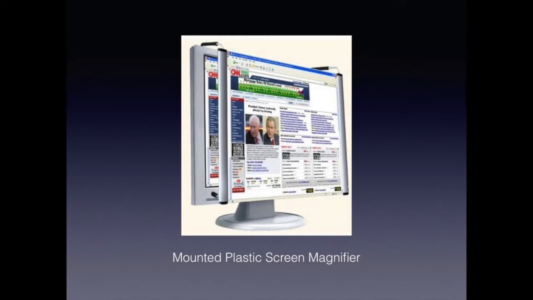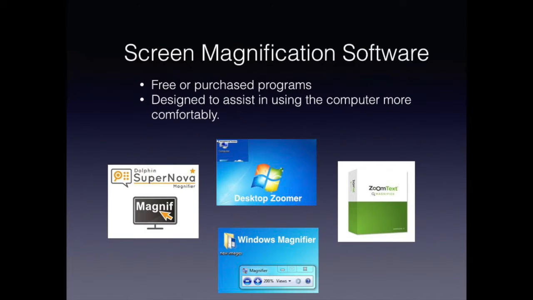The first is a physical device or plastic sheet that mounts over the screen. These have very limited use and are not real effective in accomplishing tasks. The second type is software. These are computer programs that are specifically designed to assist in using a computer visually and effectively.